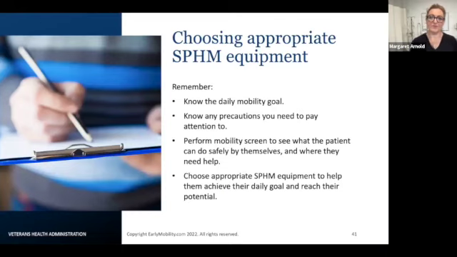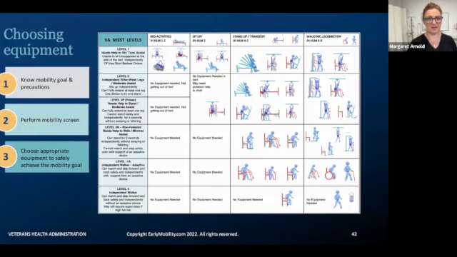So remember, you must know your daily mobility goal. You must know any precautions you need to pay attention to. Perform the mobility screen to see what the patient can do safely by themselves and where they need help. Choose appropriate SPHM equipment to help get them to their mobility goal safely and to their highest level of potential. Let's do a few more scenarios. Let's practice with a few more scenarios. You need to know your mobility goal and precautions, perform your screen, and choose the appropriate equipment.